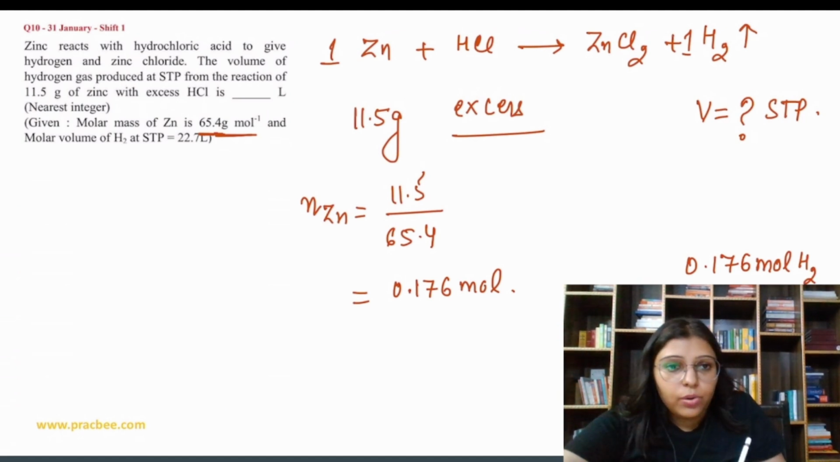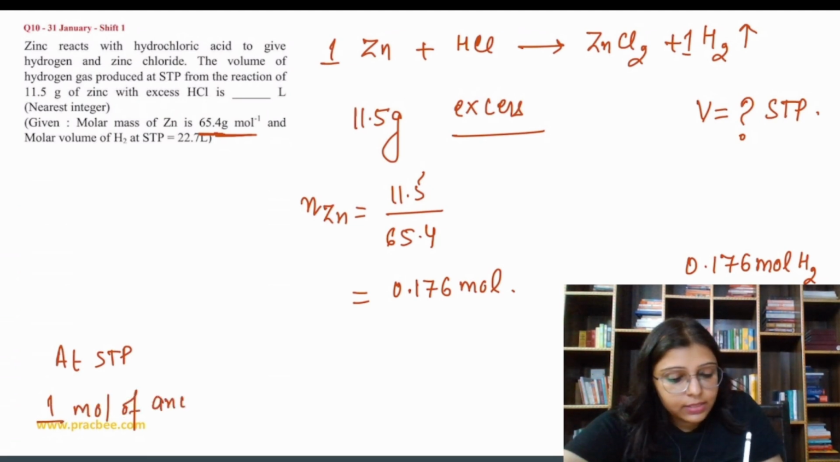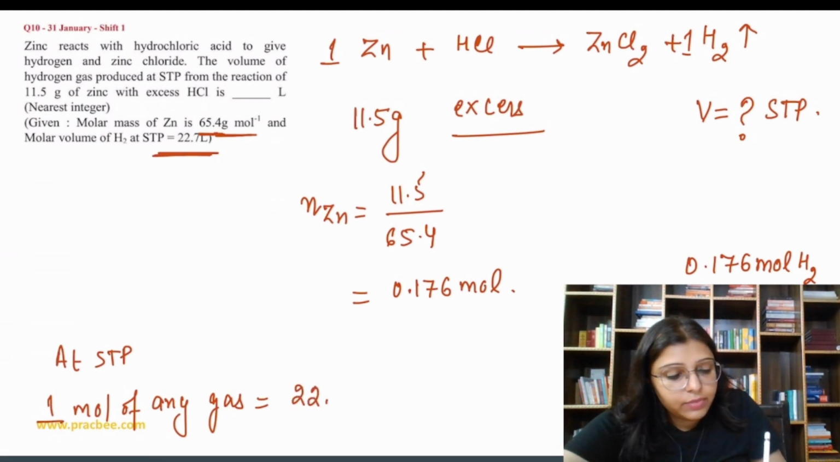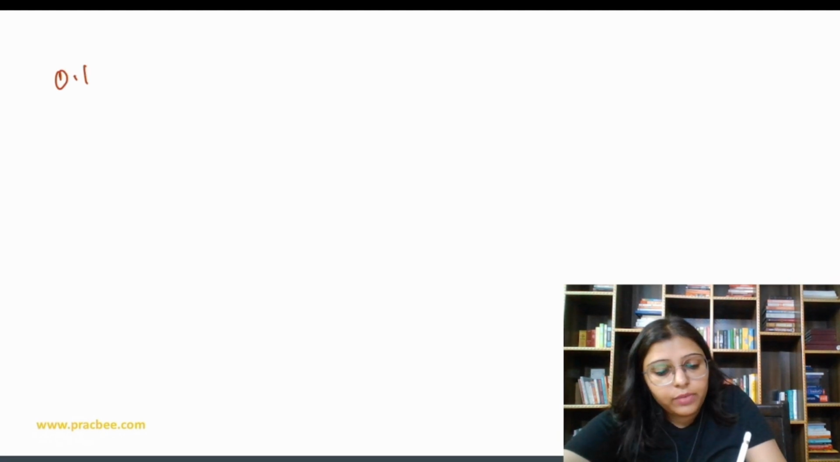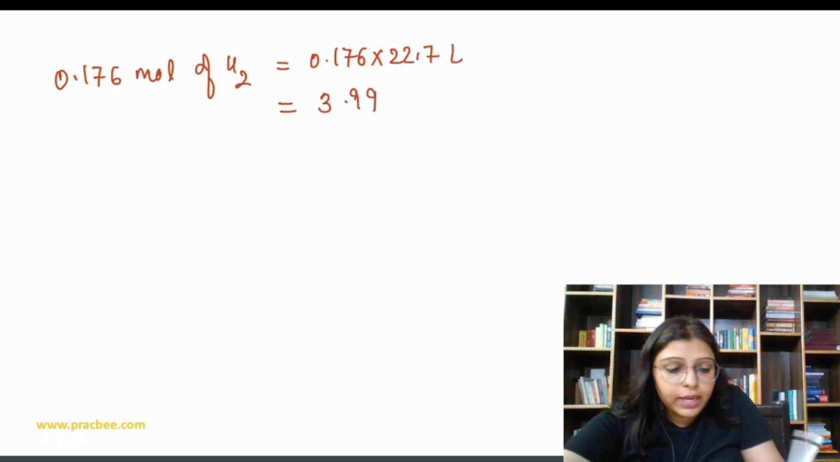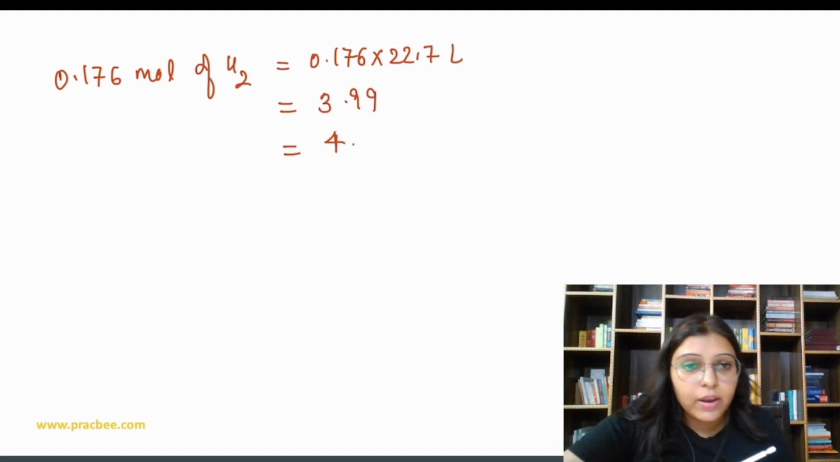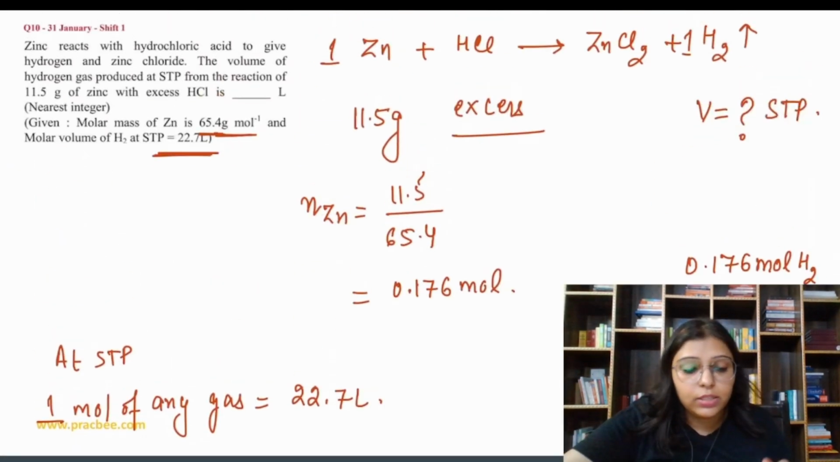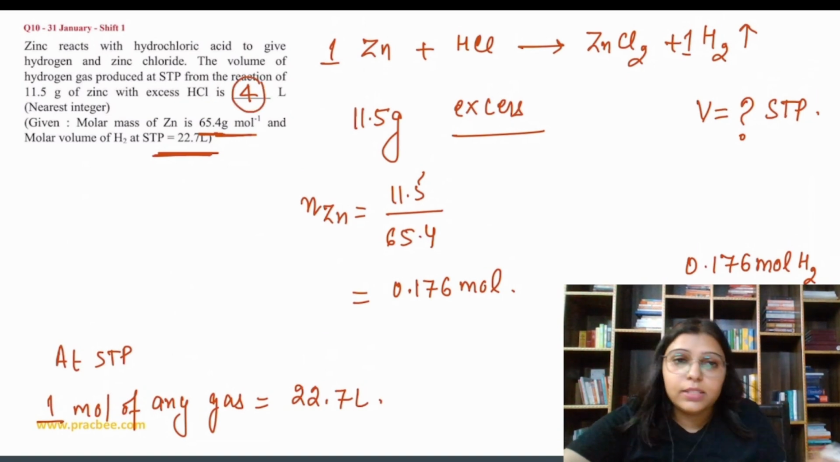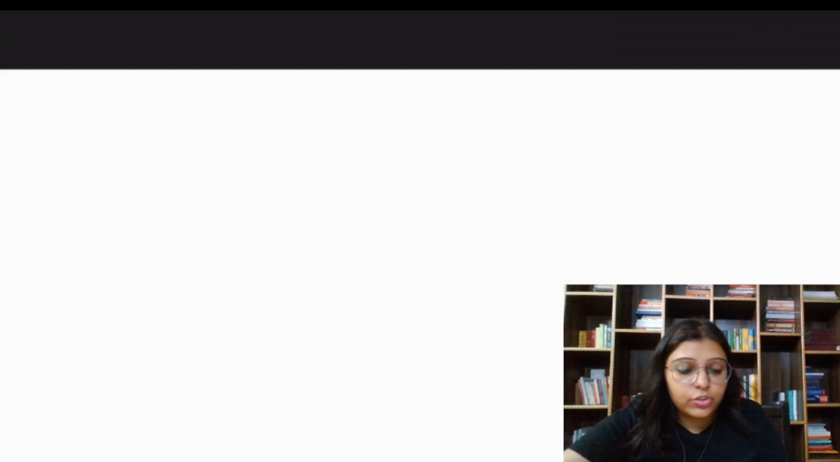Now, at STP, 1 mole of any gas is equal to 22.7 liter. It is given in the question, 22.7 liter. So 0.176 mole of hydrogen gas is equal to 0.176 into 22.7 liter. Once you solve it, you get 3.99 and the answer is 4 because you have to report in nearest integer. So the answer is going to be 4. Clear? Is it clear? Let's do the next question.